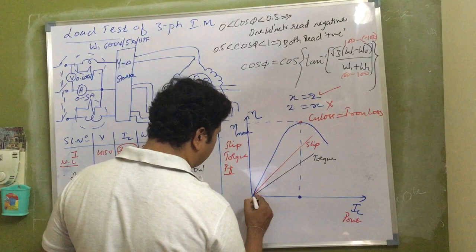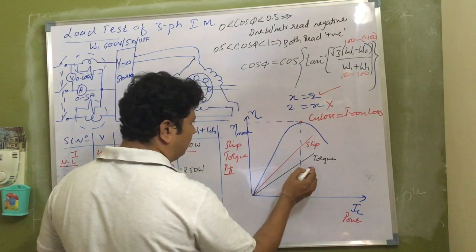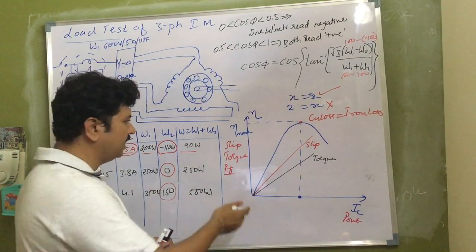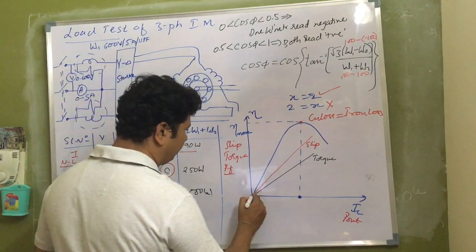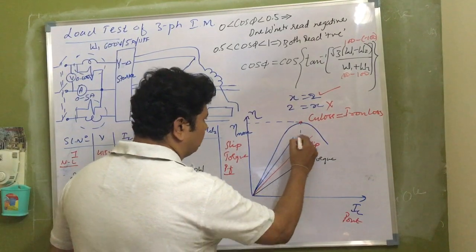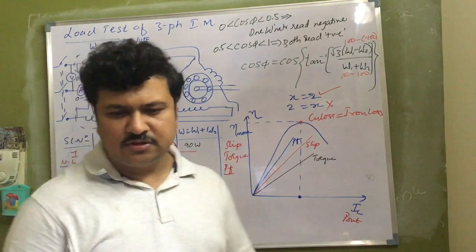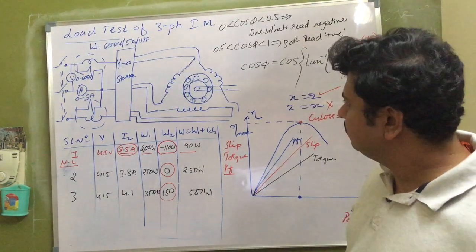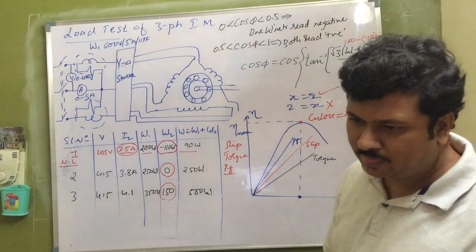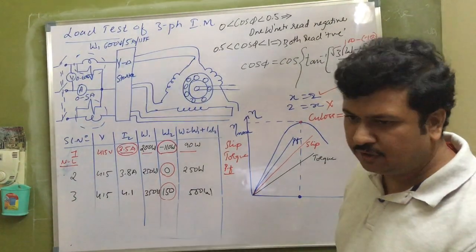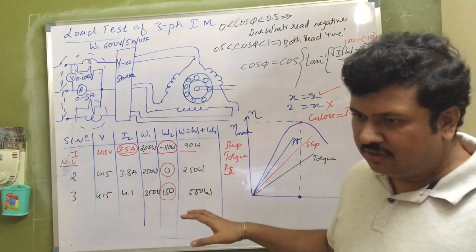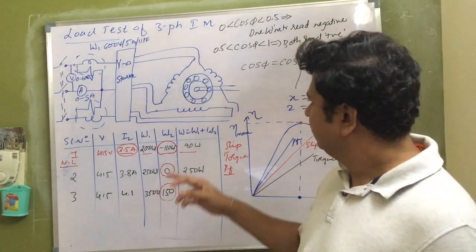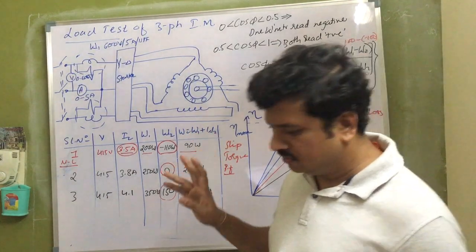As the load increases, don't worry about the position of the slip curve and torque curve. That depends upon the scale I selected here. So these are the characteristics I get out of this experiment. This is the experiment, conduction of load test on 3-phase induction motor. I will take another 15 to 20 minutes and explain how exactly power factor increases with respect to the load of an induction motor.